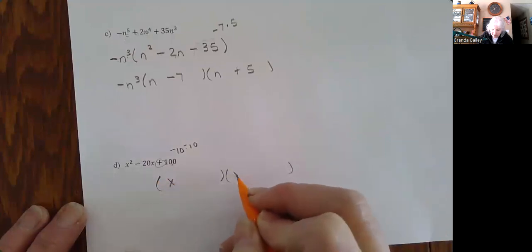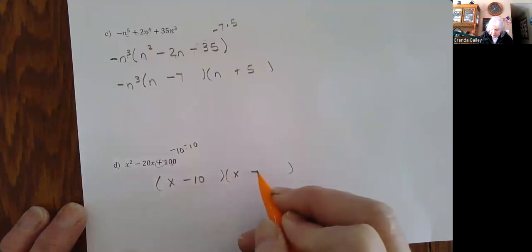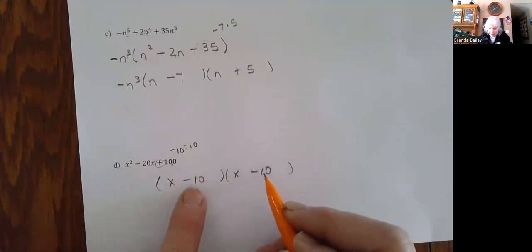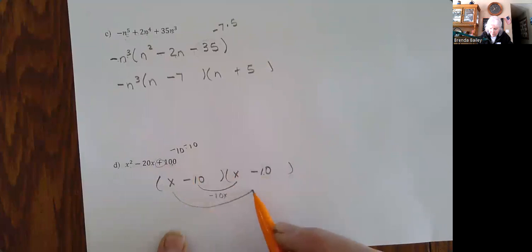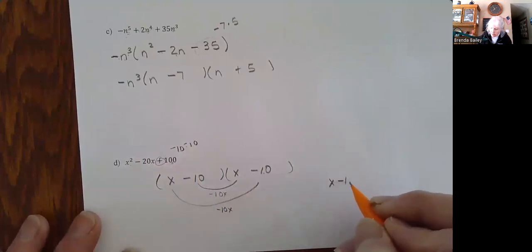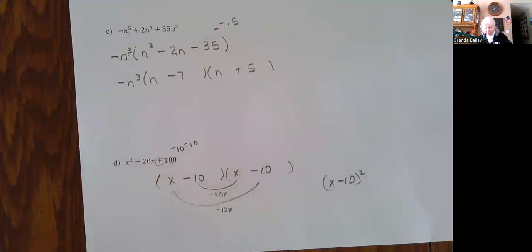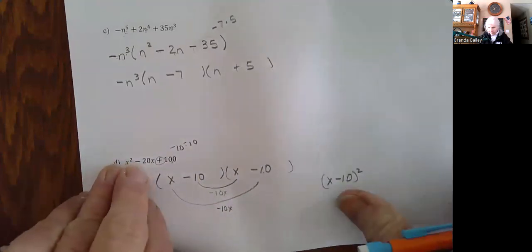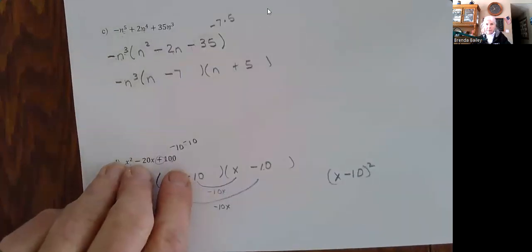X times x is x squared, minus 10, multiplied, give you a positive 100, multiply those, and you get the negative 20. So my answer is x minus 10 squared. Okay, perfect. Let's see what we have on the other page.